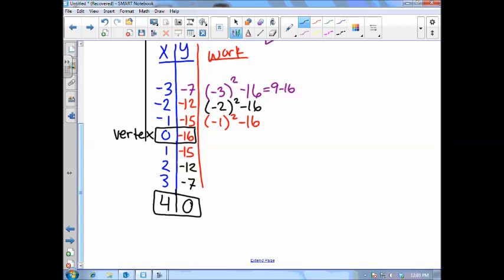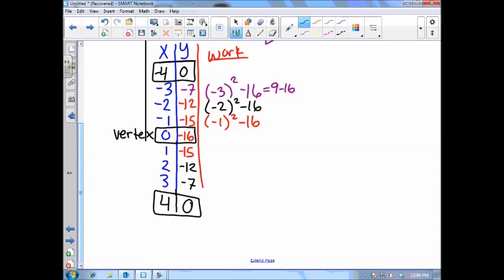Negative 15's match, negative 12's match, negative 7's match. So what else would be a solution? I bet it would match: negative 4, 0, which is kind of why I left a space there, because I knew it was coming. Smart thinker.